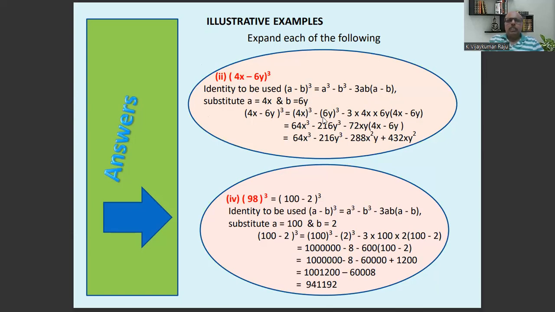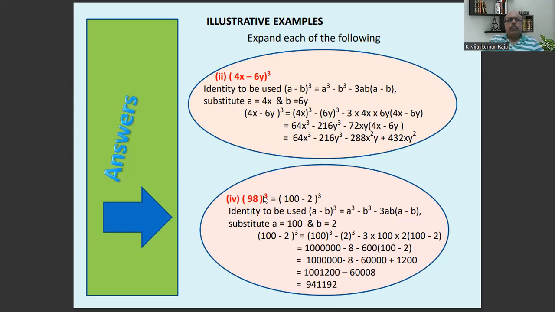So (4x) cube minus (6y) cube minus 3 into 4x into 6y into (4x minus 6y). 4 fours are 16, 16 fours are 64, 64x cube. 6 sixes are 36, 36 sixes are 216y cube. Here 3 fours are 12, 12 sixes are 72xy, into (4x minus 6y). So 72 into 4 is 288x square y, minus minus becomes plus, and 72 into 6 is 432xy square.